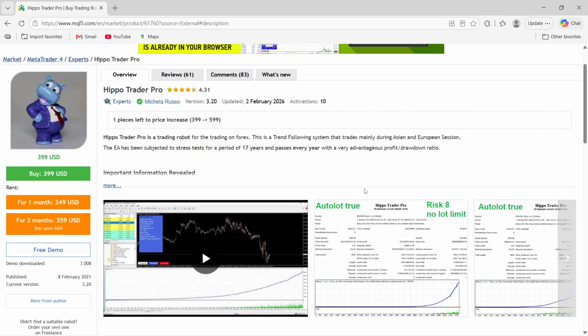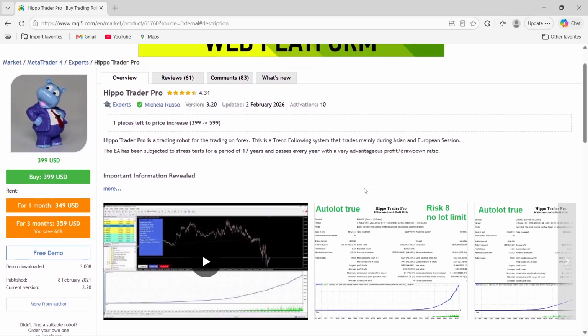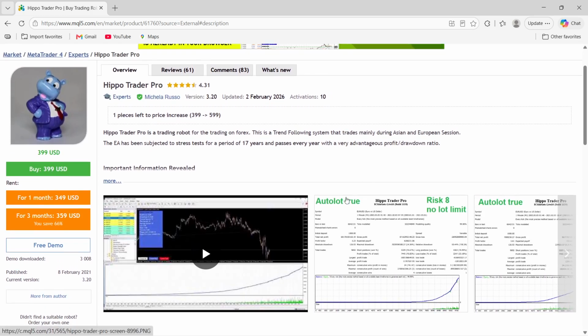Alright, so today we are reviewing the Hippo Trader Pro EA for MT4 and MT5. This is a trend following system focused mainly on the Asian and European sessions. So let's break down the claims and look at the test results.